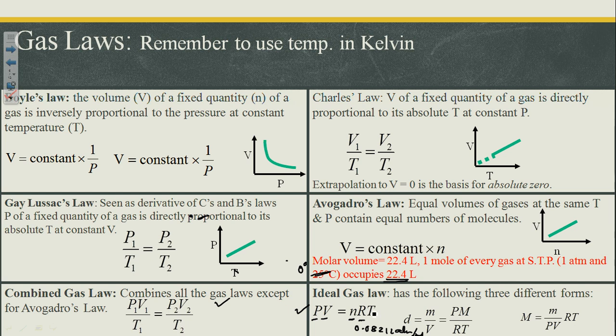Guys, remember, all the gas stoichiometry problems will either be based on the molar volume concept if the gas is at STP, or you will be using the ideal gas law or PV equals nRT equation. There are three forms of the PV equals nRT equation. One is PV is equal to nRT. Second is written in density, or D is PM over RT. And the third way is written in terms of molar mass to calculate molar mass of an unknown gas.